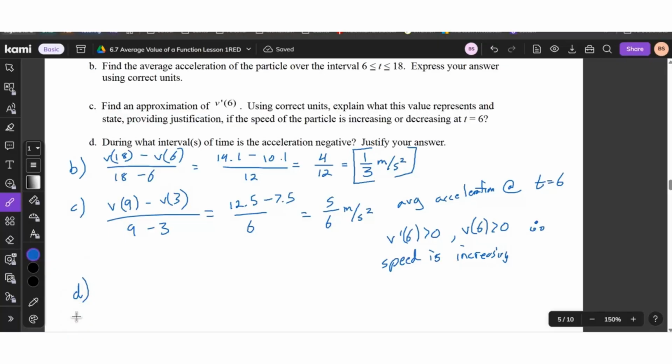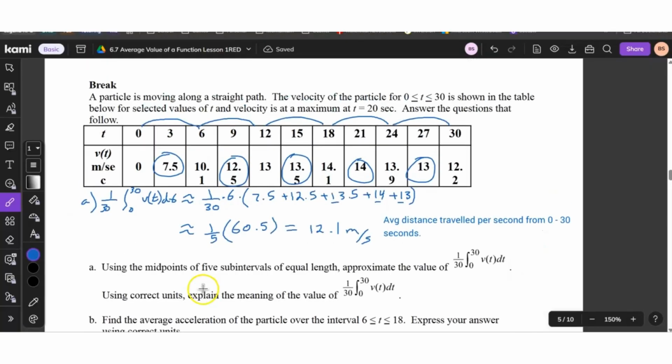All right. D, during what interval of time is the acceleration negative? This is all a theory question. Read the introduction to the question and you'll figure it out, I think. Is it from 21 to 30? From 20 to 30. Kind of. From 20 to 30 is a better answer than 21.